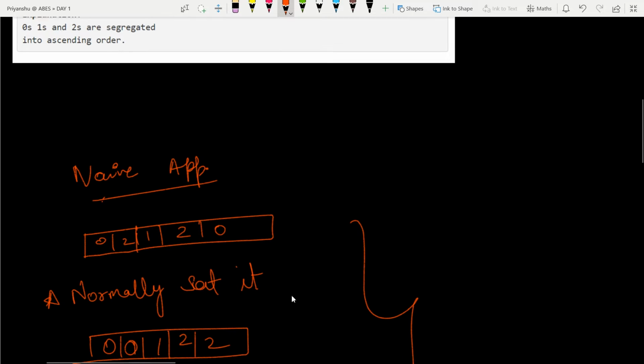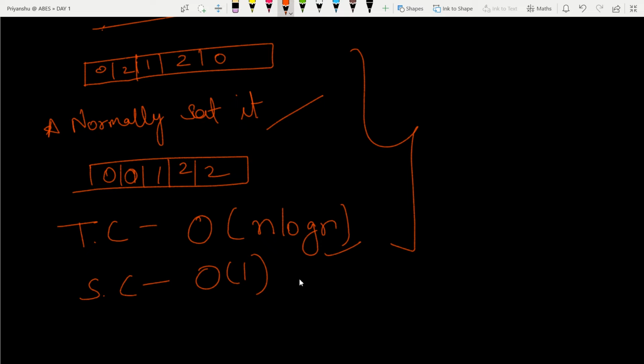So we can normally sort it and return the array. This approach requires a time complexity of n log n to sort the array, and it does not require any extra space. But if this were the whole question, it would not be in the DSA sheet. So there is the catch. We have to sort this in the minimum time complexity.